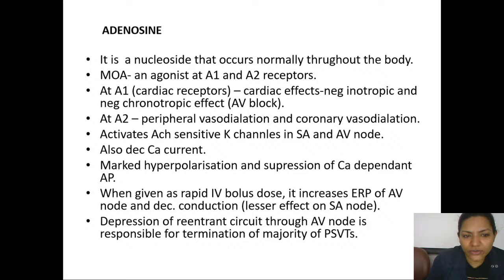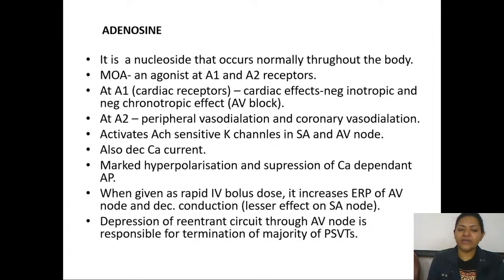Now let's come to adenosine. Adenosine is basically a nucleoside that is present throughout our body. It is basically an agonist at alpha 1 and alpha 2 receptors. At alpha 1 cardiac receptors, it has negative inotropic and negative chronotropic effect. At alpha 2, it causes peripheral vasodilatation and coronary vasodilation.